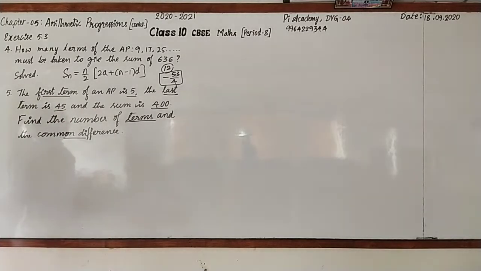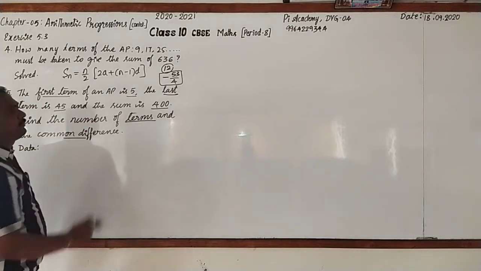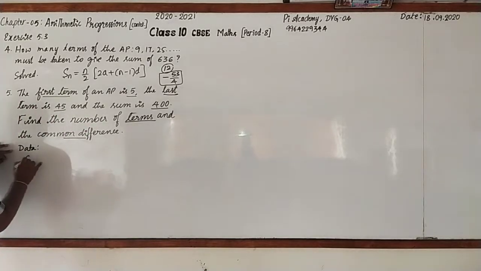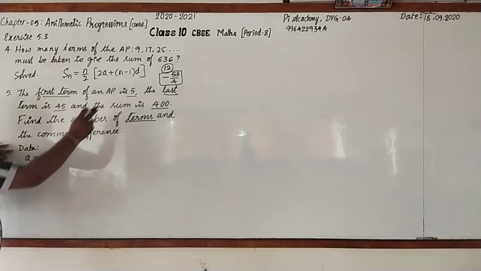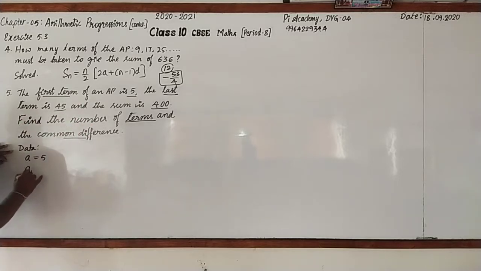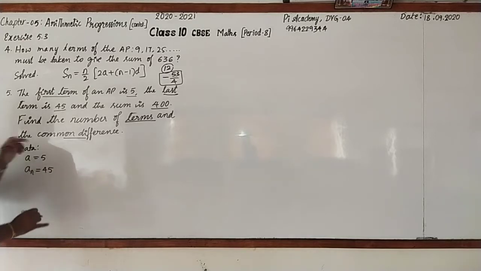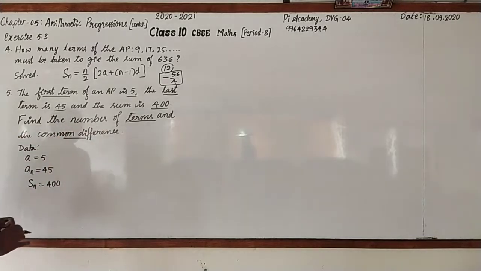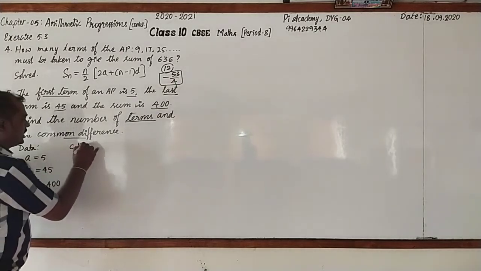Is it not simple? Definitely. Yes, start writing with me. First, data, that is the given information. The first term of an AP is 5. What is the first term? a. It is 5. The last term is 45, denoted by al. This is 45. And the sum is 400. It is Sn, equal to 400. Find the number of terms, that is n is question mark. Next, common difference, it is d. Right? Let's go for calculation.